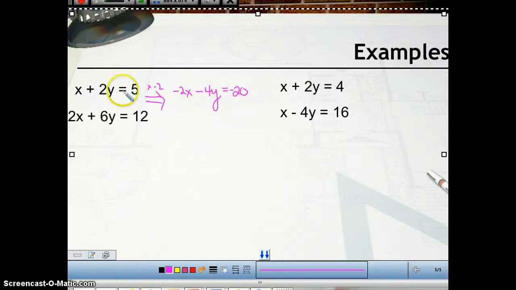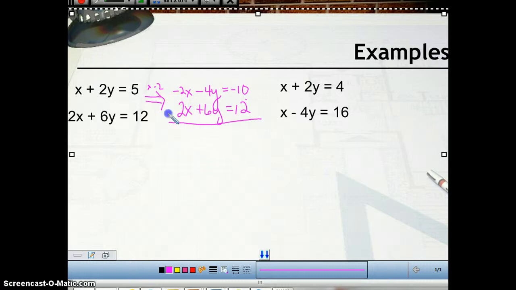And you have to make sure you take everything times -2. And you're probably wondering why I wrote -20. That should be a -10. Okay, I make mistakes too. Bottom equation, I'm not going to take it times anything. That should stay the same: 2x plus 6y equals 12. Okay, pause it if you need to.